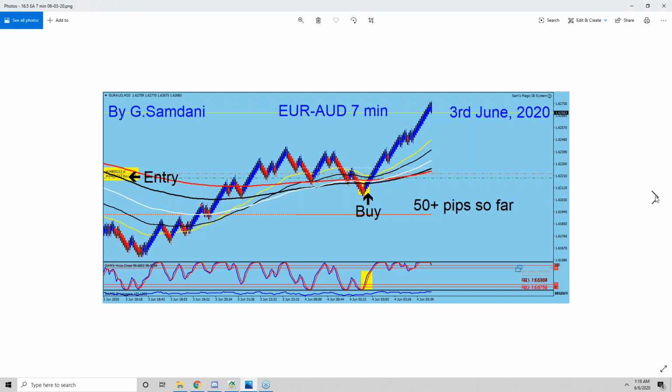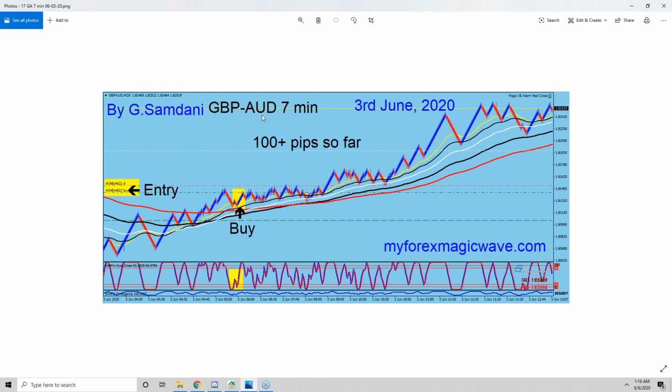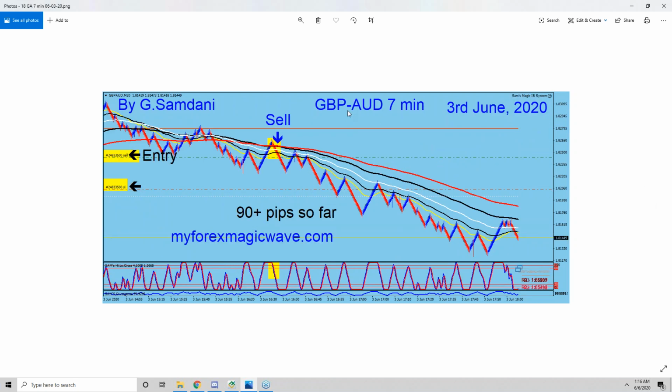That's small, 50 pip. On the 3rd, also pound Aussie from the 7-minute chart. This one went very nicely to the upside for 100-plus pip. And here you can see pound Aussie again going to the upside, then coming down.